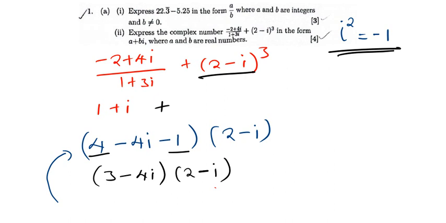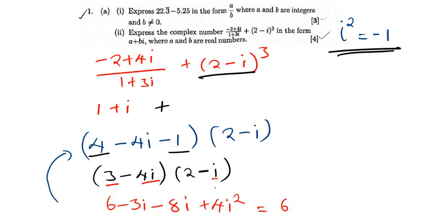Can multiply again. So start with a 3. 3 times 2 is 6. 3 times negative i is a minus 3i. We'll now go to the minus 4i times 2, that's minus 8i. And then times the negative i, that would be a positive 4i. i is multiplying twice, it's i squared.